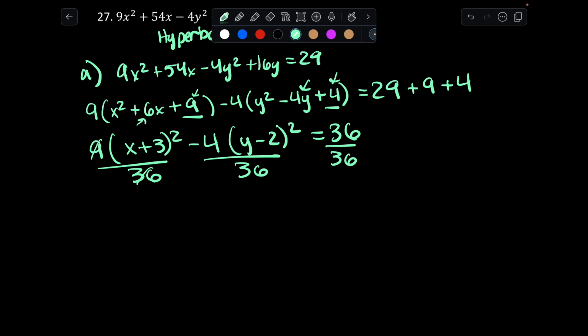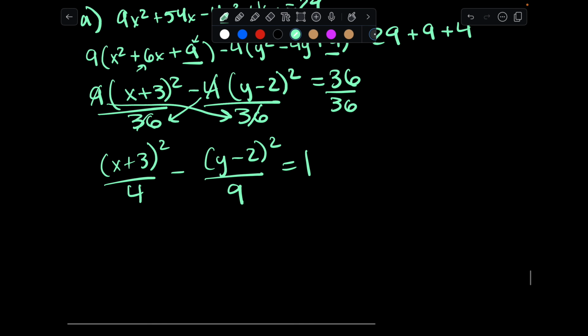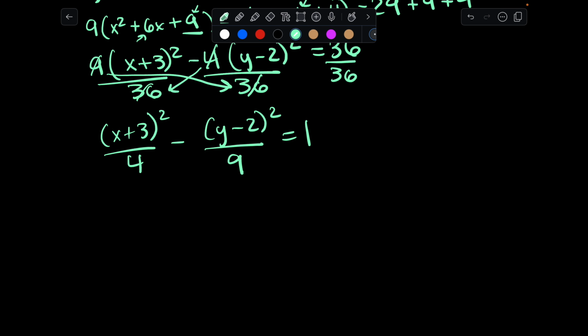So I can reduce this. This is going to be x plus 3 squared divided by 4, minus, I can also reduce these. This will be y minus 2 squared divided by 9. And if you see this relationship here, that always happens. It'll always happen. Set equal to 1. And that is the standard form for our hyperbola.